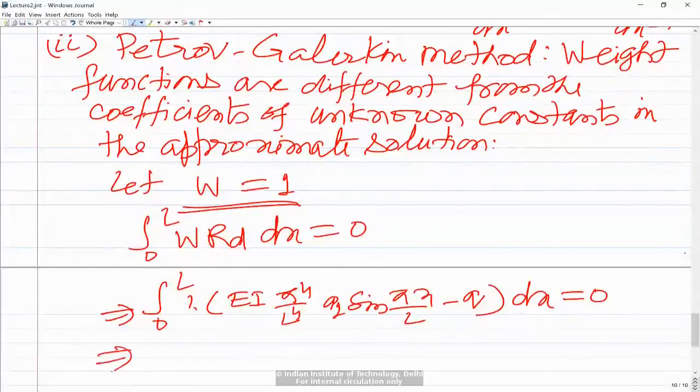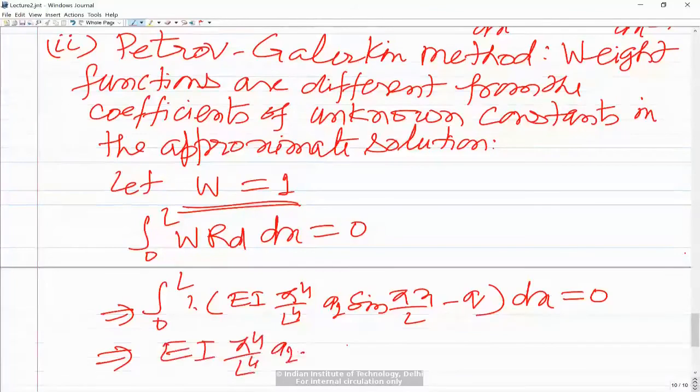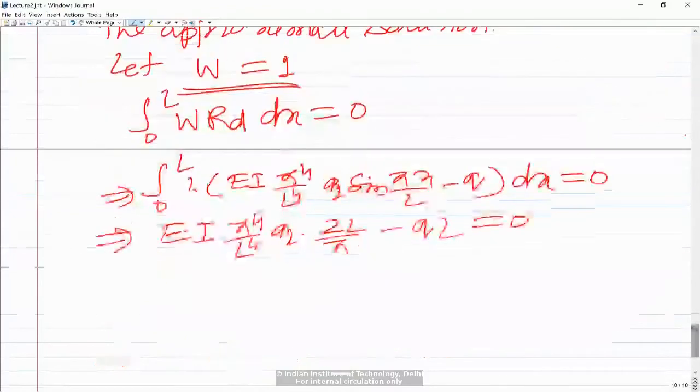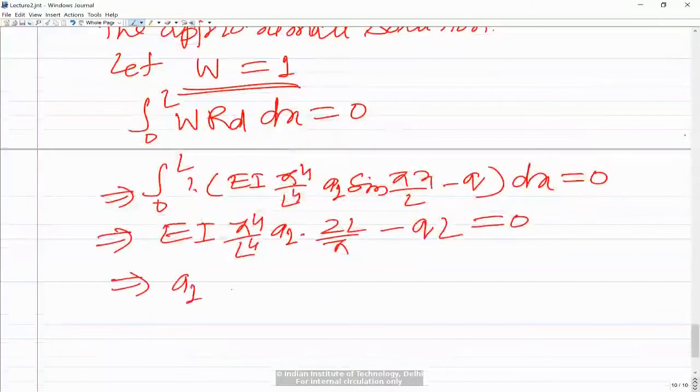Now if you do this integration, this is already unity, so the first integral is basically EI pi power 4 upon L power 4 into a1, and the integral of sine pi x by L will be 2L upon pi. We have already done that. The second integral is simply q integrated dx, that would be q into L, and is equal to 0. So now you will find a1 would be equal to q L power 4 upon twice of EI pi power 5.